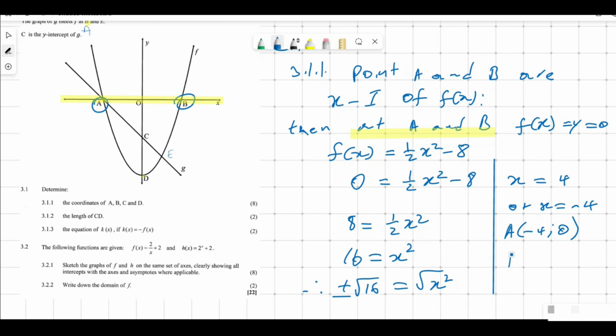Then what are the coordinates of point B? Is it 16 and 0? Point B.